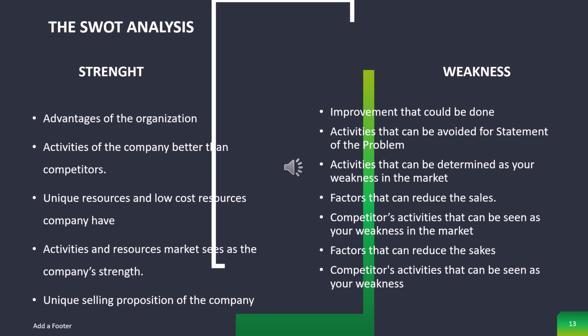Then the activities and resources the market sees as the company's strength and unique selling proposition. While the weaknesses are what improvement could be done, activities that can be avoided for a statement of the problem, activities that can be determined as your weakness in the market, some factors that can reduce the sales, and competitors' activities that can be seen as your weakness.